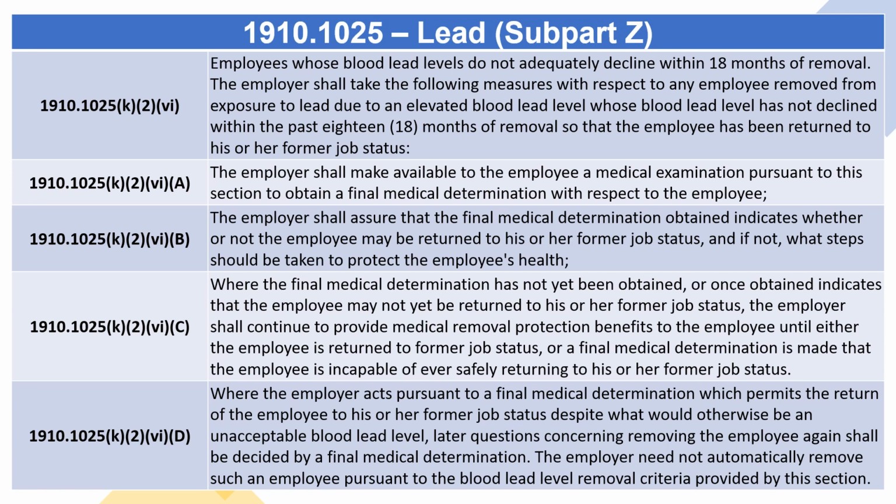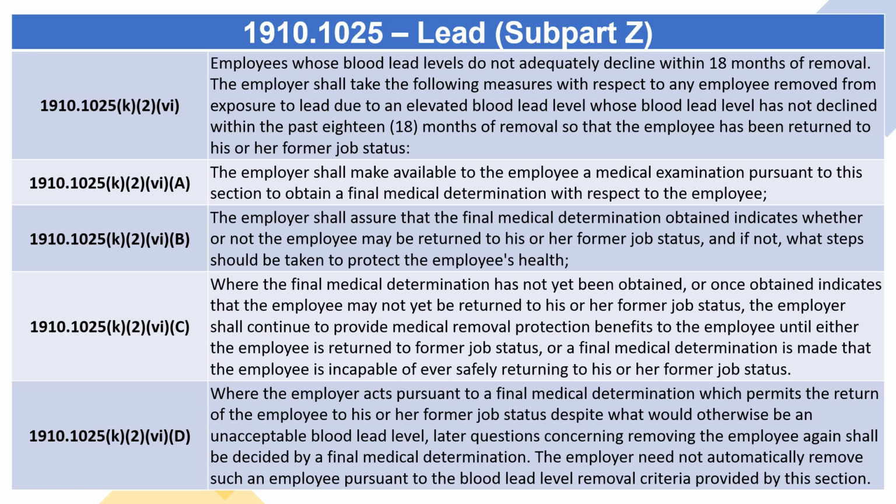The employer shall take the following measures with respect to any employee removed from exposure to lead due to an elevated blood lead level whose blood lead level has not declined within the past 18 months of removal so that the employee has been returned to his or her former job status. 1910.1025, K2-6A through D. The employer shall make available to the employee a medical examination pursuant to this section to obtain a final medical determination with respect to the employee. The employer shall assure that the final medical determination obtained indicates whether or not the employee may be returned to his or her former job status, and if not, what steps should be taken to protect the employee's health.